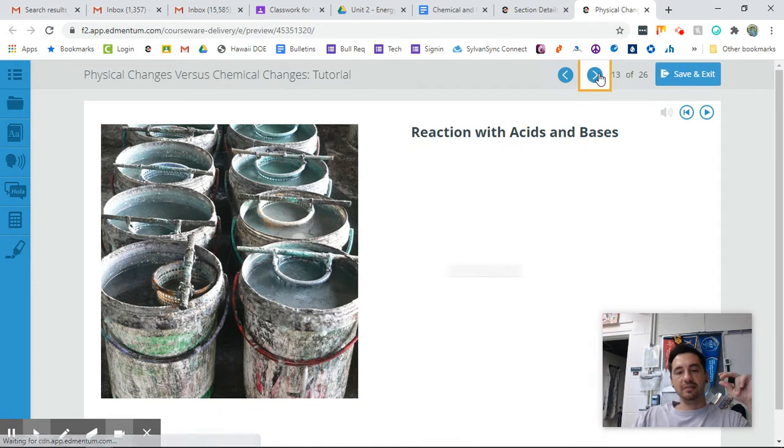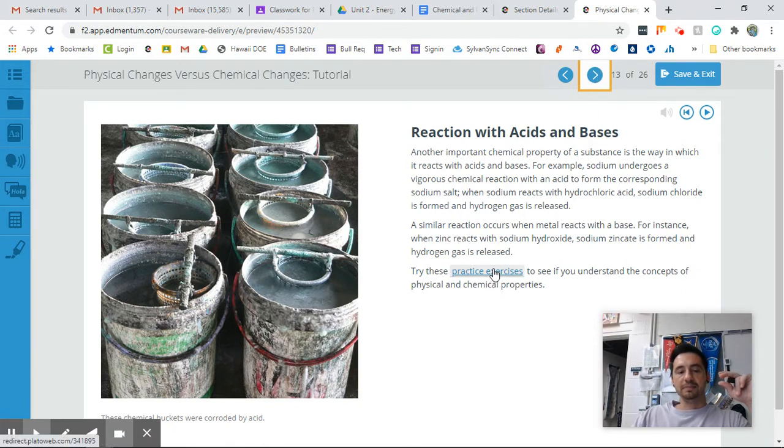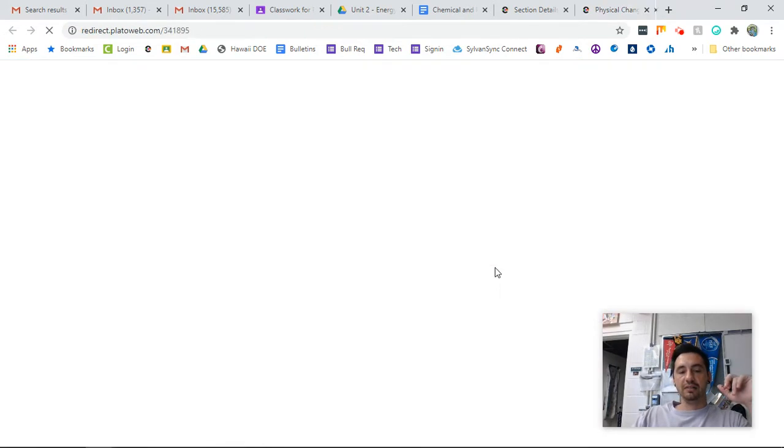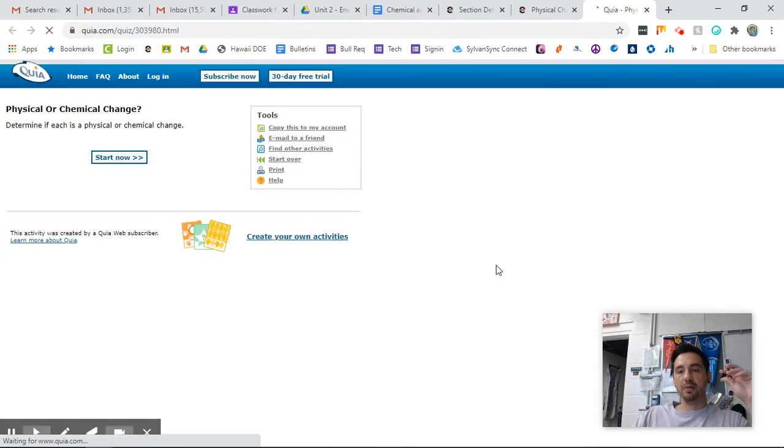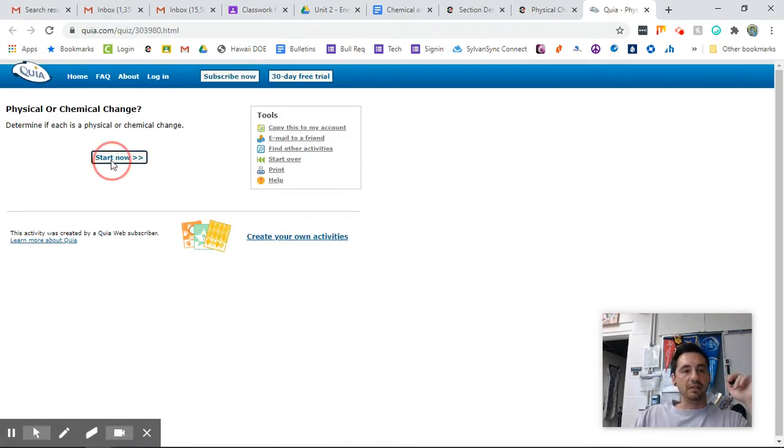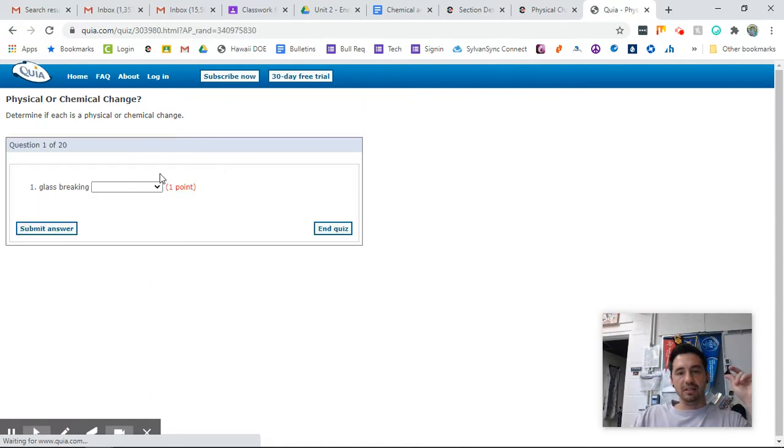Reactions with acids and bases, again, is a determination of a chemical property. Okay. So let's try again here. We're going to do another little quiz here.